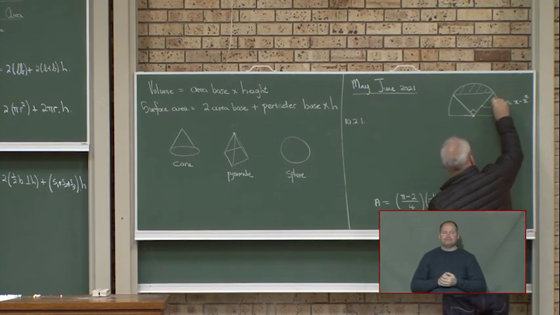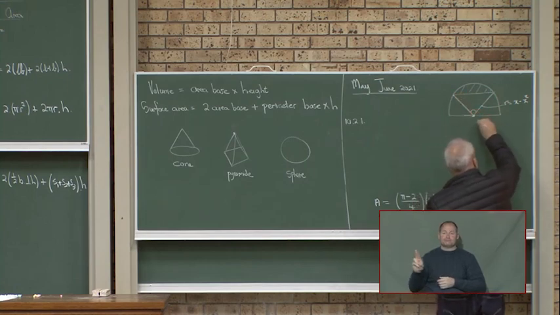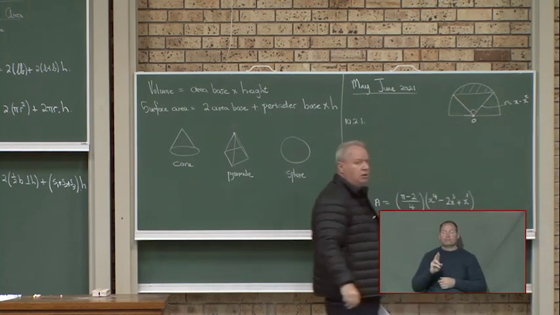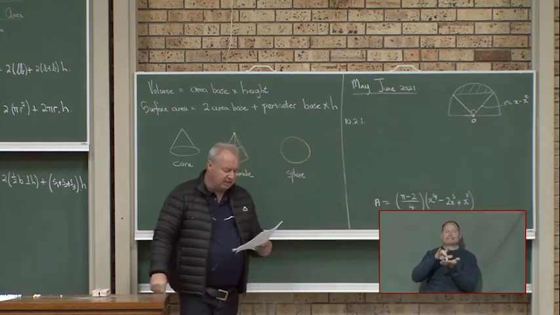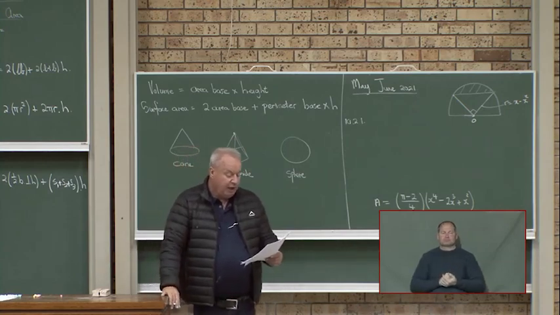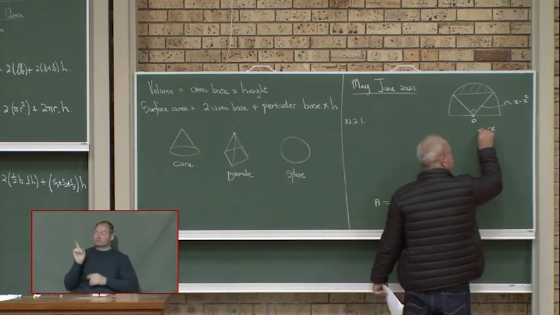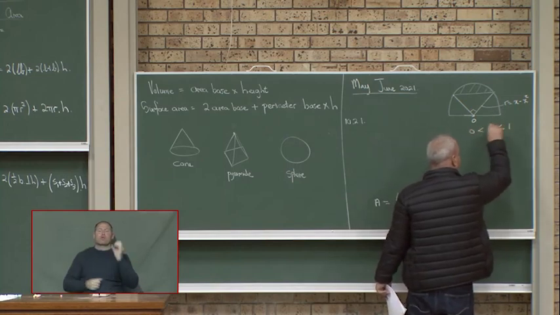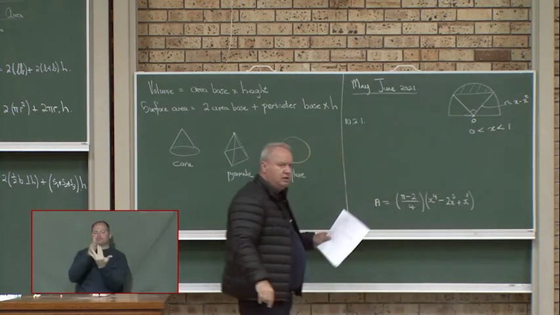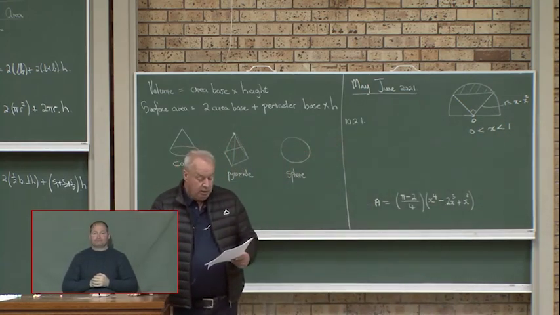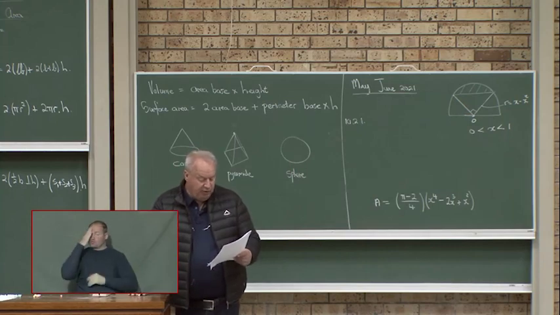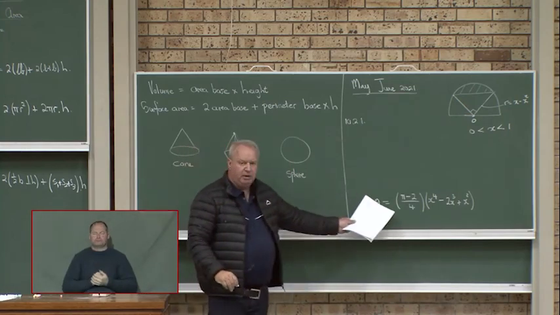So that radius, and that is a radius, because O is the center of the circle, is given as x minus x squared. They also say to you that x lies between 0 and 1. That's important later on in the question. They say, show that the area of the shaded part is given by that formula.